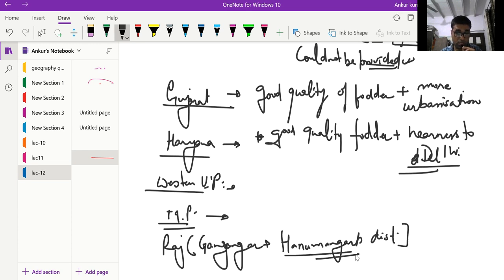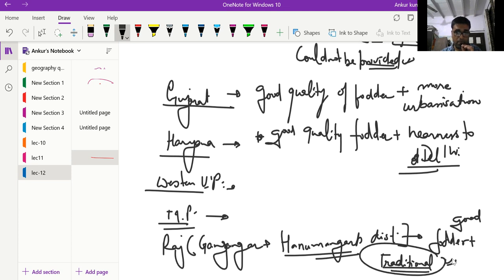Now, what were the reasons for the success in these areas? Number one, again, good quality fodder, plus these regions had traditionally kept animals for milk, right? So these were the main reasons where the white revolution got more success. We saw some areas where it got less success and some areas where it got more success. So this was about the white revolution.